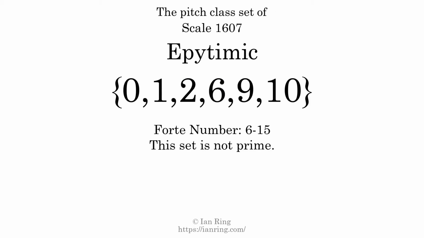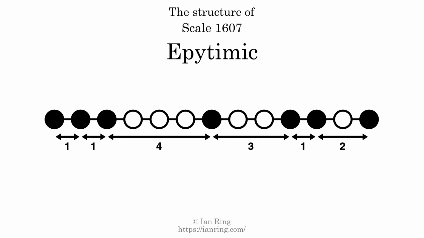The pitch class set for this scale is 0, 1, 2, 6, 9, 10. The fault class is 6, 15. This set is not prime. The structure of a scale is a description of the interval distance between each successive tone. This scale has a structure of 1, 1, 4, 3, 1, 2.